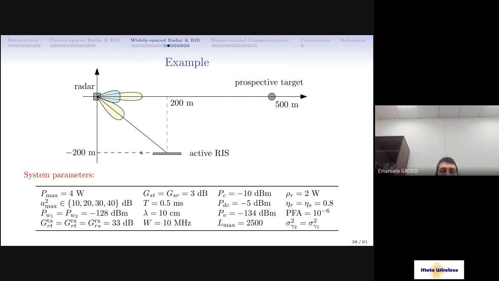So the situation we are looking at here is that of a small radar covering a small region, and where an RIS helps the radar. And given the low cost of the RIS, they can even be larger than the radar itself and can be suitably placed, for example, on the facade of a building. The probability of false alarm is 10 to the minus 6.